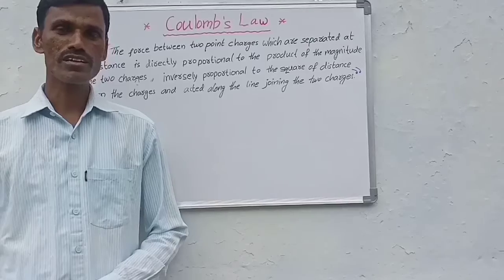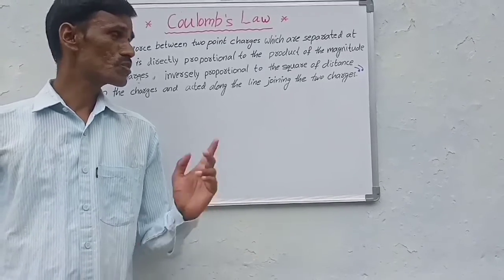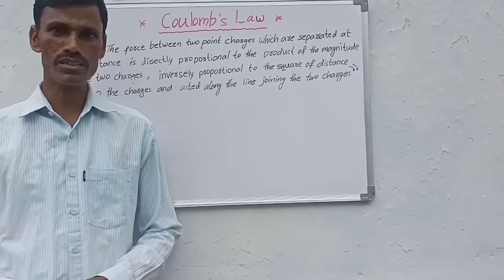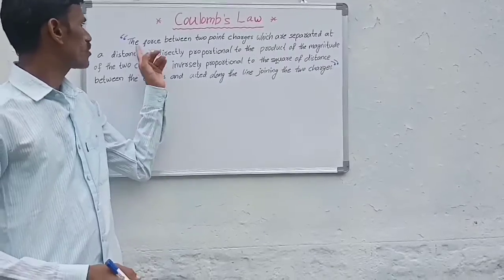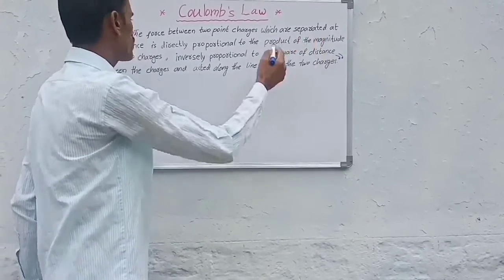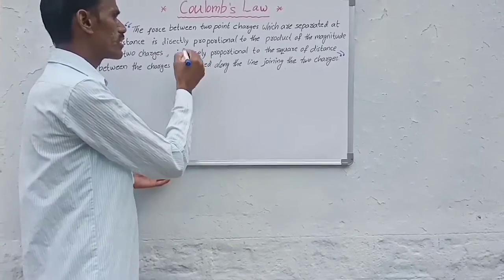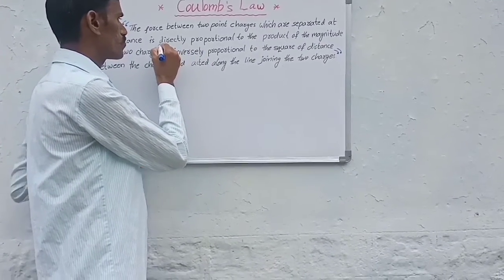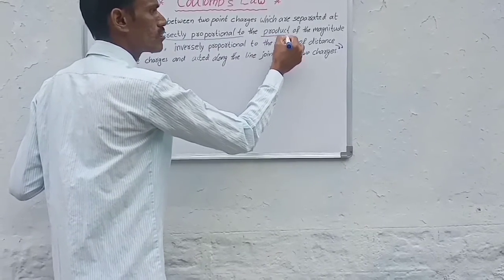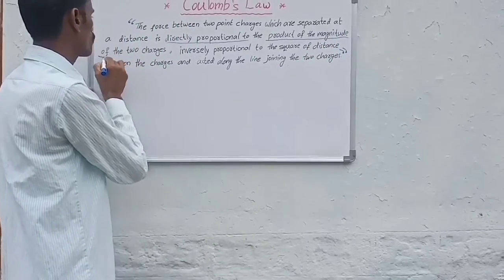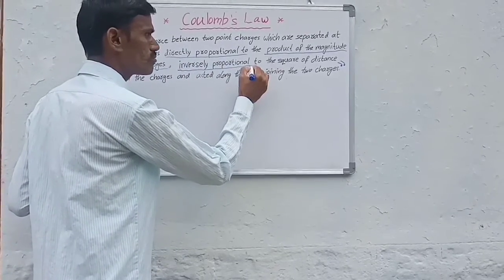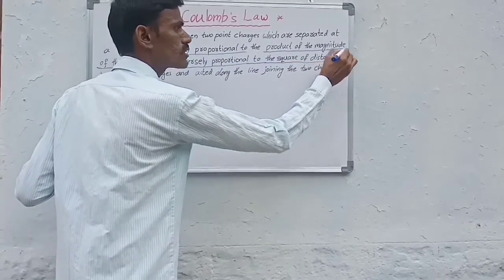Coulomb's law gives a formula for the force of attraction or repulsion between two point charges when they are separated by a distance. The force between two point charges separated at a distance is directly proportional to the product of the magnitudes of the two charges and inversely proportional to the square of the distance.